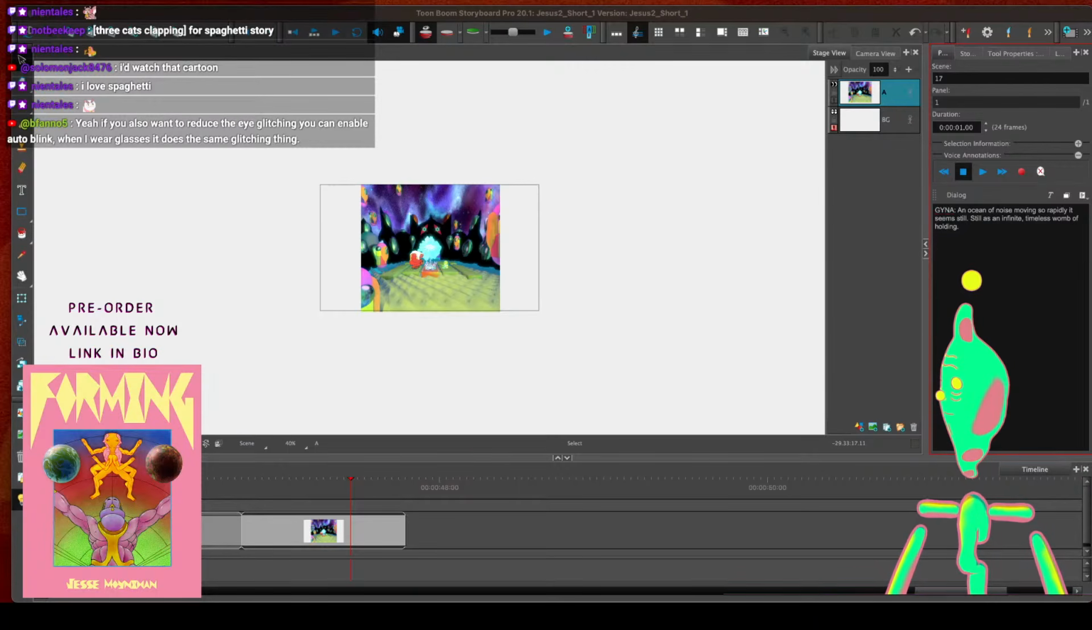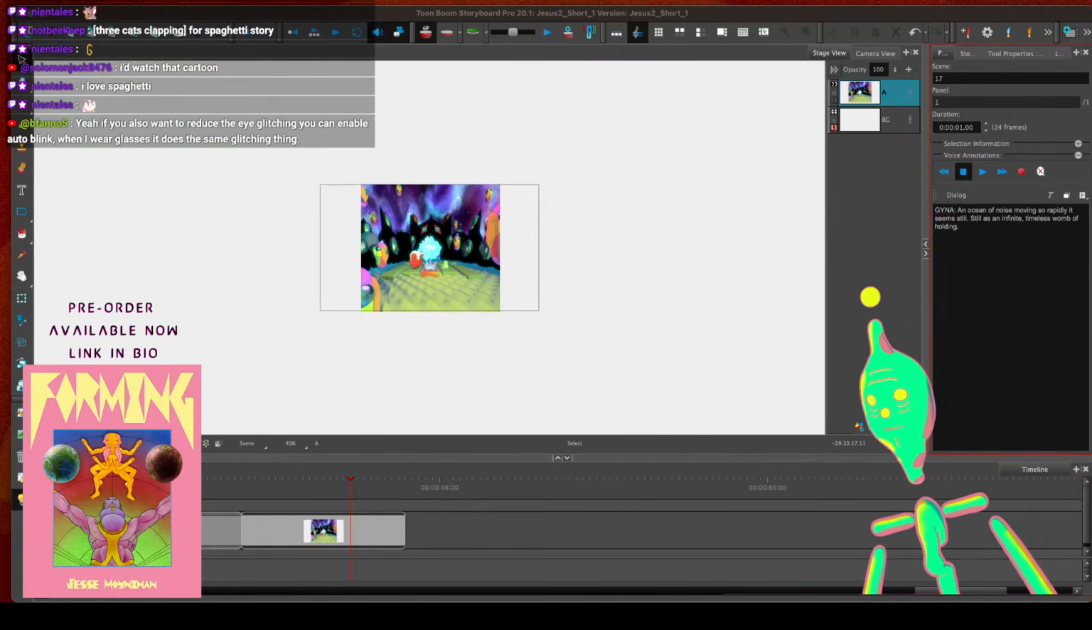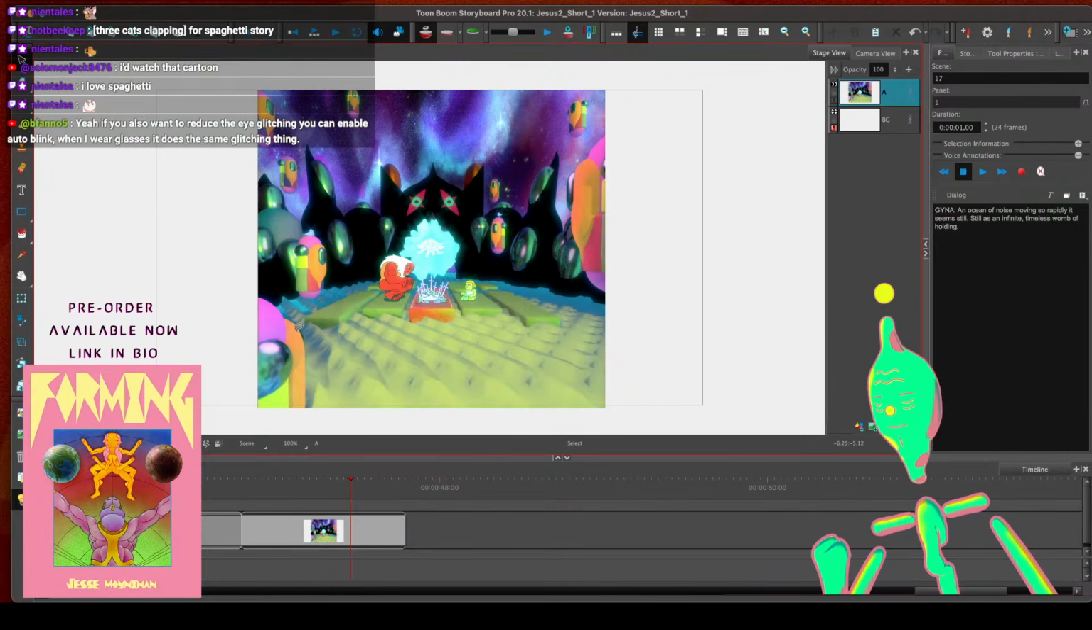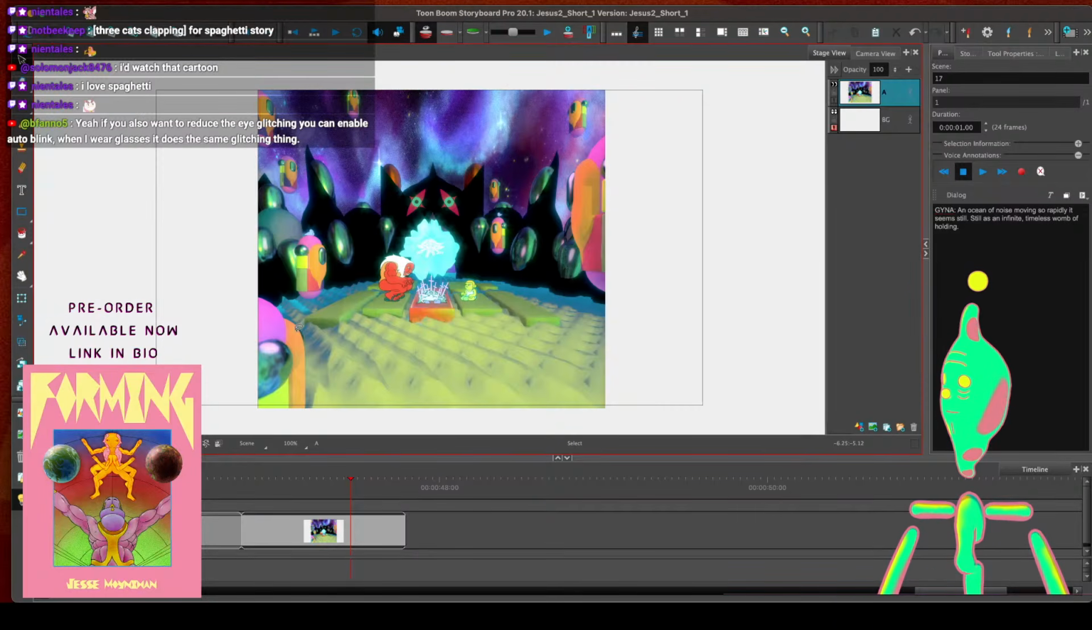Well, we'll see if that works any better. I like the glitching blinking. Yeah, I get really stressed about taxes, but I just had to bite the bullet and just scan all my W-2s. Pastafarian, yeah.